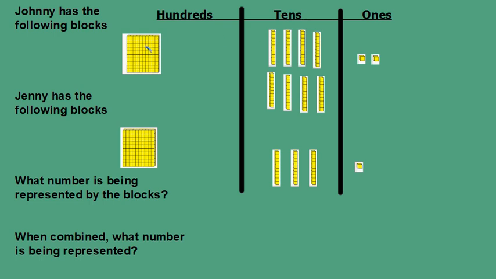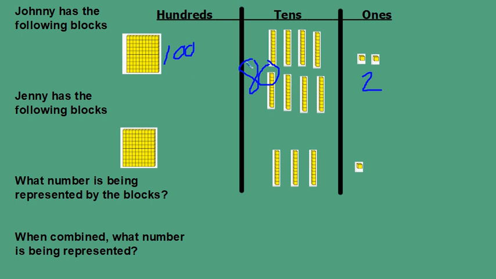I'm looking at Johnny. He's on the top here. I see 2 in the ones place. How many tens? 1, 2, 3, 4, 5, 6, 7, 8. 8 tens is 80. How many hundreds? I see 100 here. There's 1 in the hundreds place.